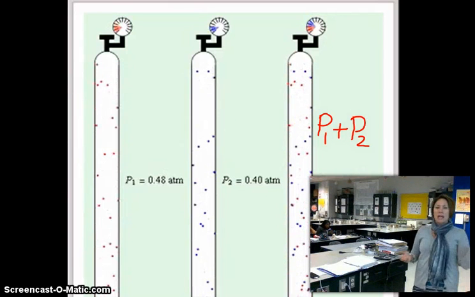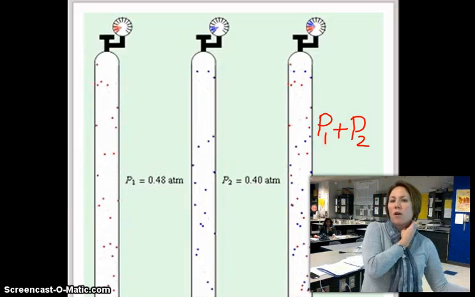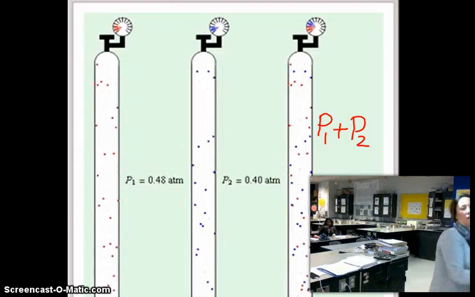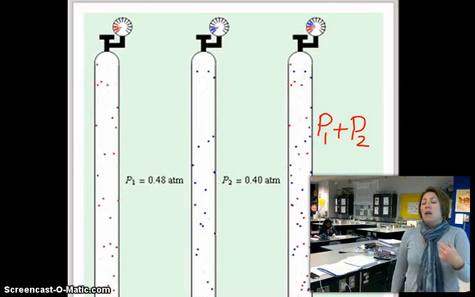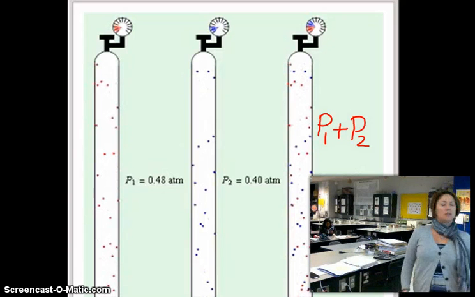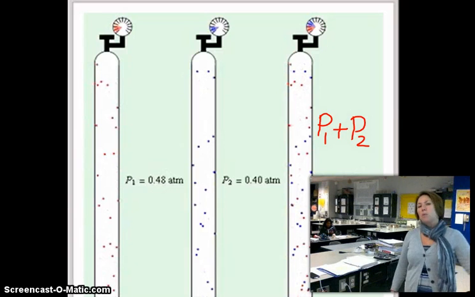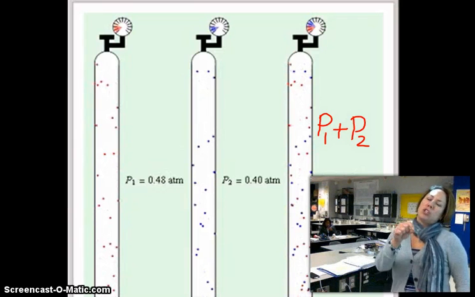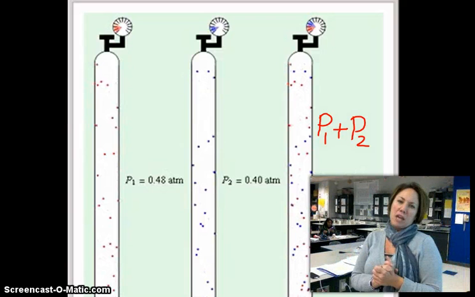Okay, here it is again. P1 is 0.48 by itself, P2 is 0.40. We put them together. The total pressure is the sum of the individual pressures. So the total pressure would be 0.88. And we would say then the partial pressure of P1 is 0.48. The partial pressure of P2 is 0.40. That's all it is, okay? So partial pressure is just the pressure of an individual gas within a mixture of gases.